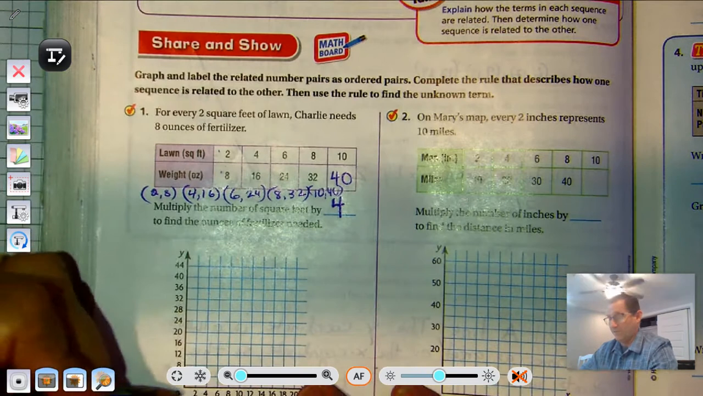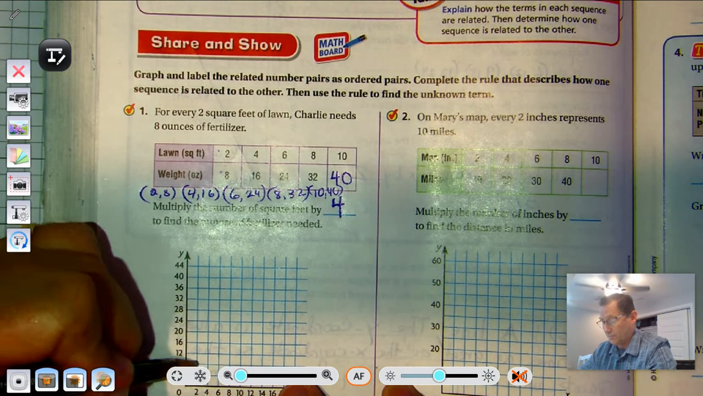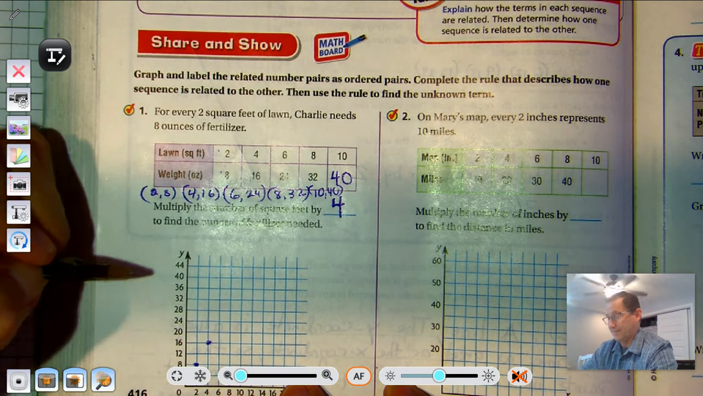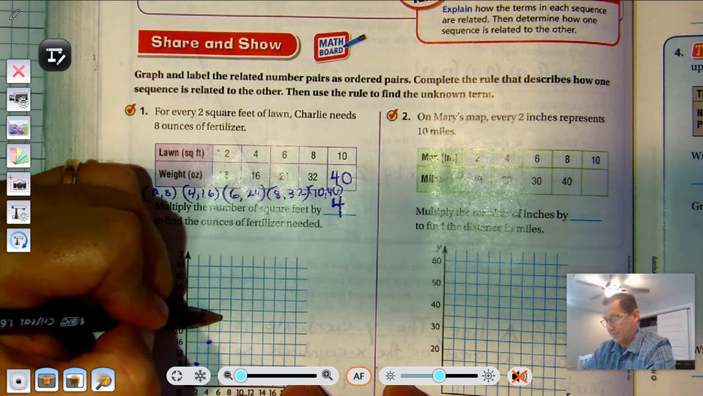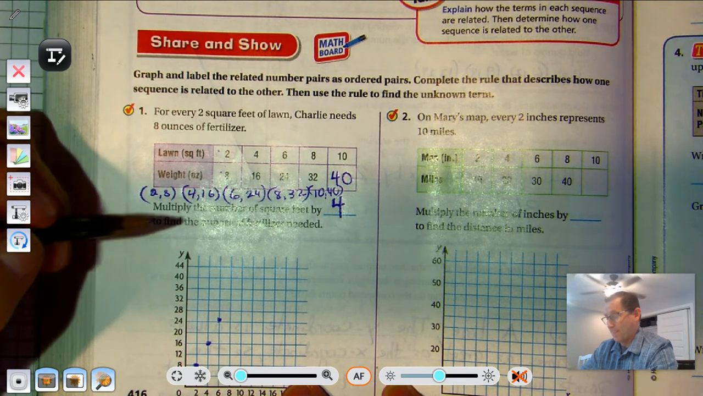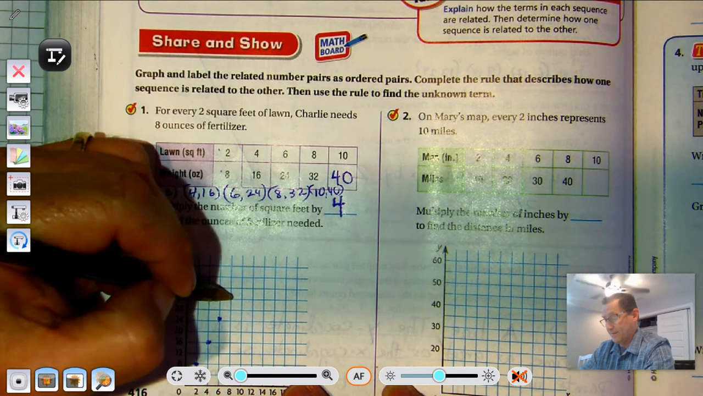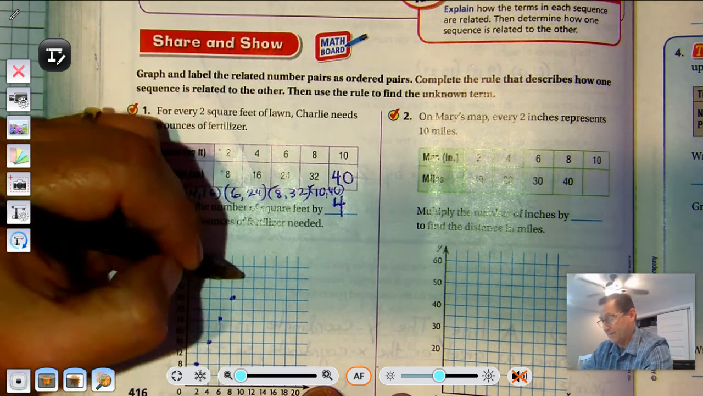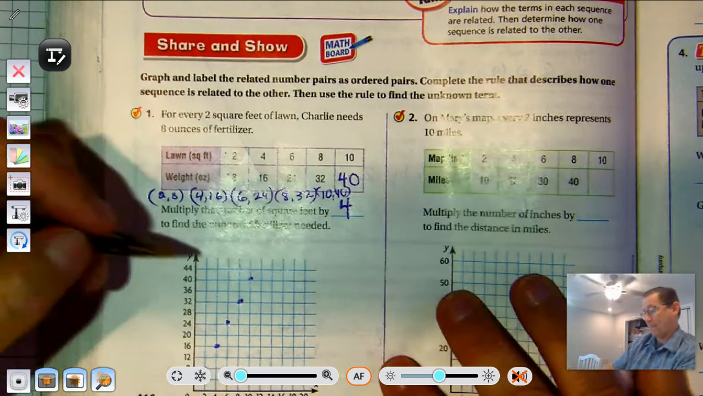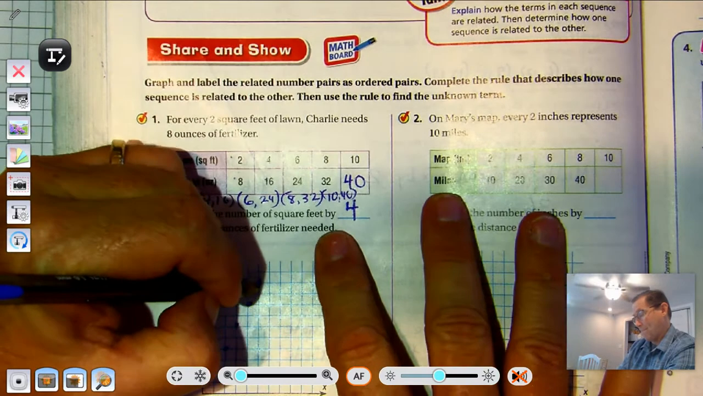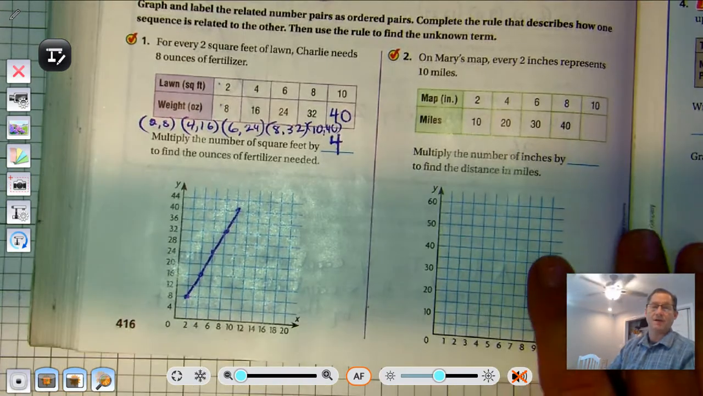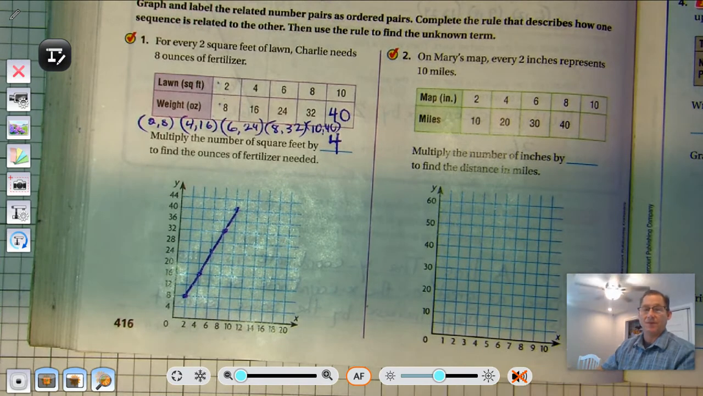Okay, so we can graph that fairly easily. 2, 8, 4, 16, 6, 24, 8, 32, 10, 40. And we get a straight line. So that's increasing at the same amount.